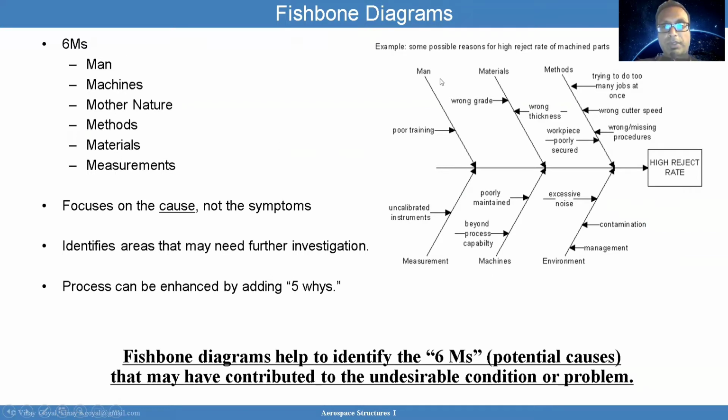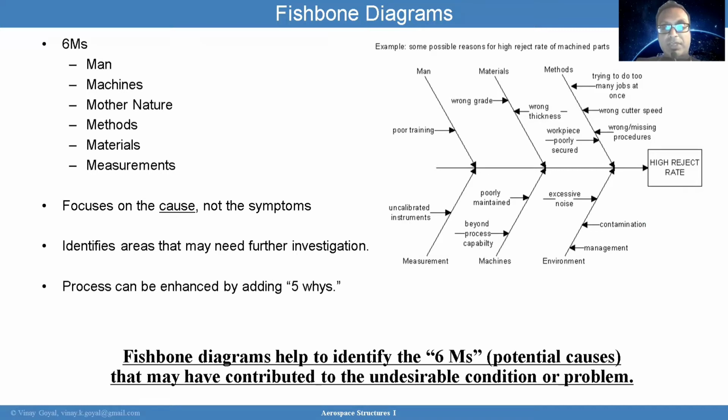So, for example, for man, poor training could be one. For materials, you could be using the wrong grade or the wrong thickness. For methods, that could be the wrong cutter speed. For measurement, you have uncalibrated instruments. For machines, for example, poorly maintained machines. And then for environment, excessive noise. These are just examples of what I'm talking about. The idea of the fishbone diagram is that it focuses on the cause and not the symptoms.